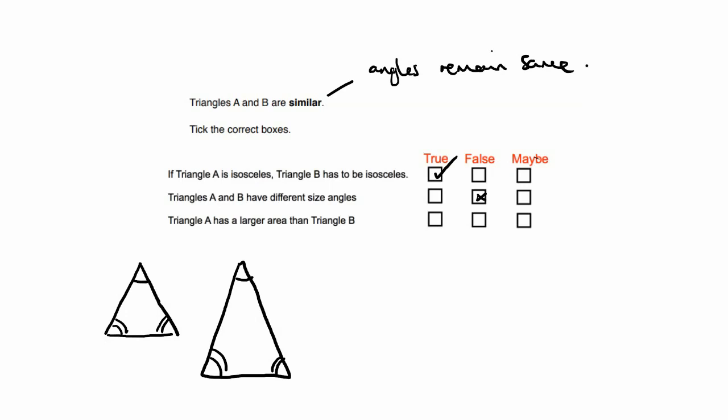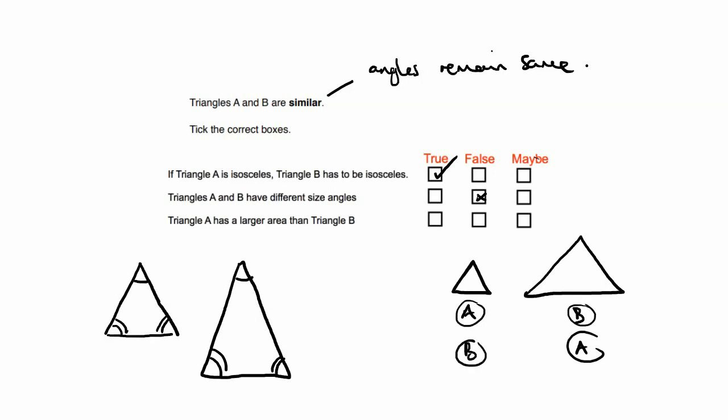And triangle A has a larger area than triangle B. Well, we've got two similar triangles like this. Yes, one of them is going to have a larger area because we're making it bigger, or we're making one smaller. But there's no saying what we call it. I mean, that could be A, and that could be B, or this could be A, and this could be B. So this will be a maybe. Sometimes it's true, sometimes it's not. It depends how you label your shapes, or how your shapes are labelled. There's no meaning that lower letter in the alphabet means smaller shape.